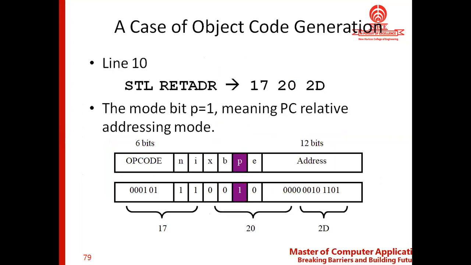So here we can see that line number 10, STL RETADR. I have already told that this STL RETADR follows format 3. The reason why it is format 3, and the reason why it is not format 1, 2 or 4, we have already discussed. So it is falling under instruction format 3.